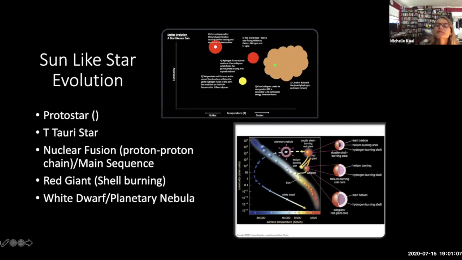So it starts fusing helium to carbon, nitrogen, oxygen, and eventually loses all that. And then you can see how it's going to move to this red giant strip, and then it expels its atmosphere, planetary nebula, and then moves down to this white dwarf stage.